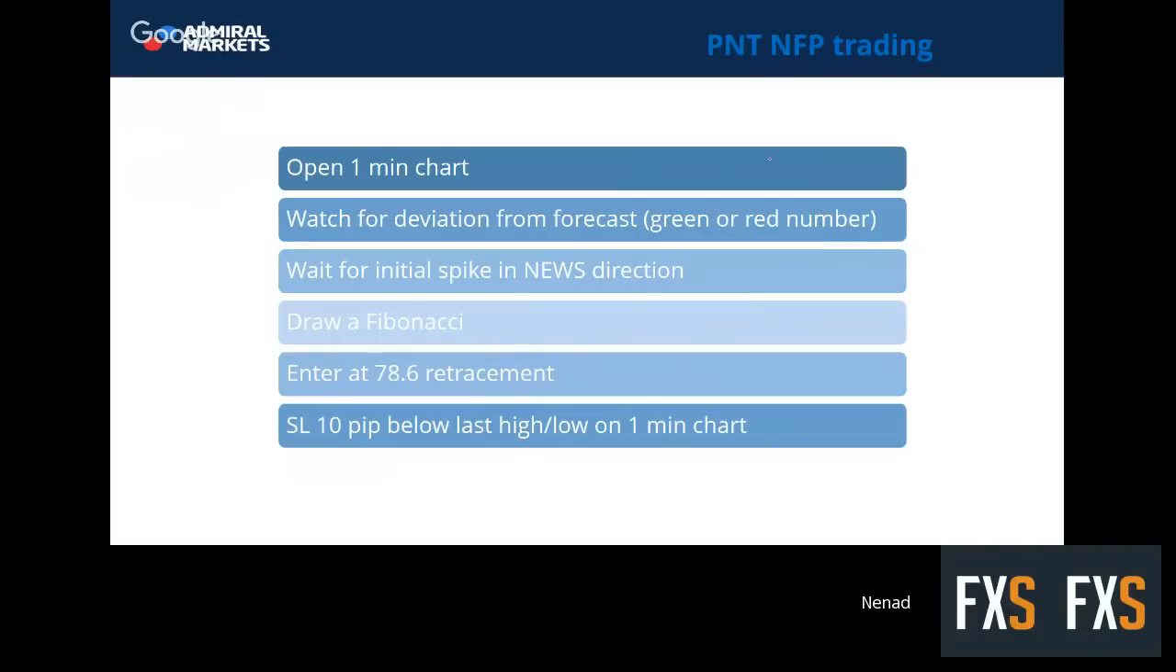How do we trade NFP? Open a 1 minute chart, watch for deviation, wait for the initial spike, draw a Fibonacci, and enter at the 78.6 or 88.6 retracement. Those are the most important numbers. Stop loss goes 10 pips below the last high or low on the 1 minute chart.